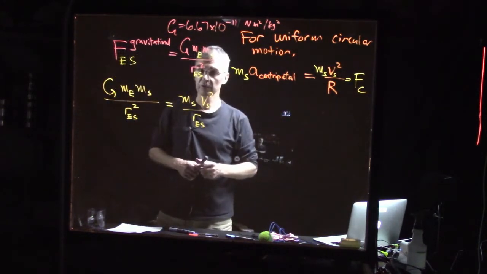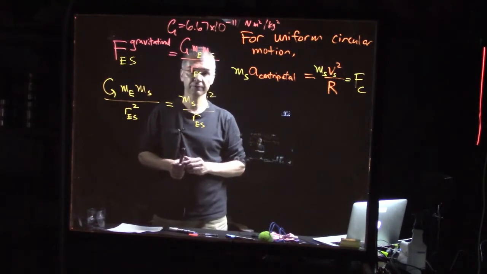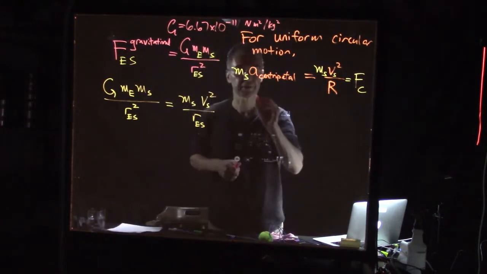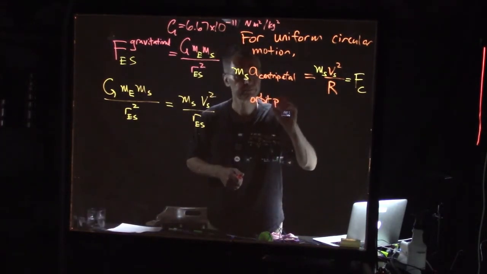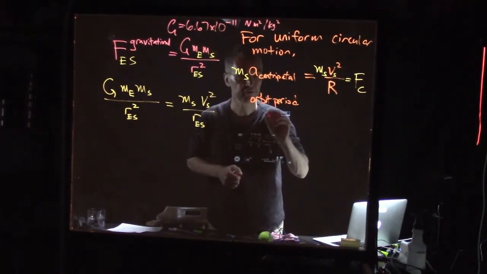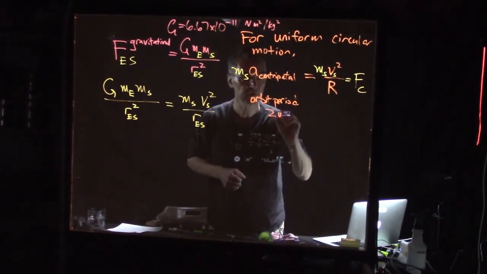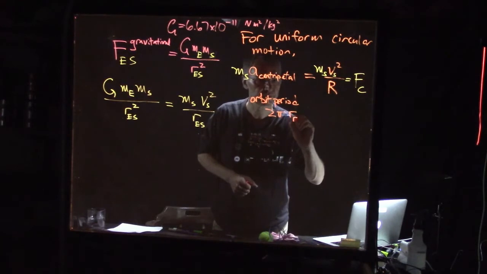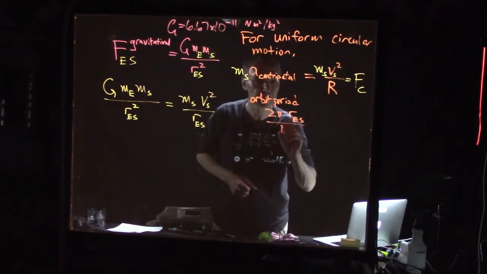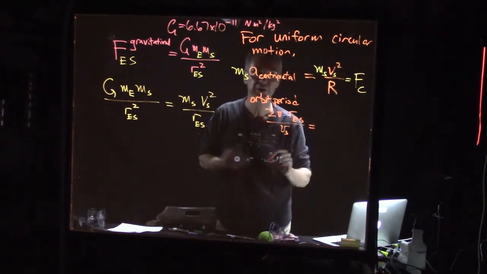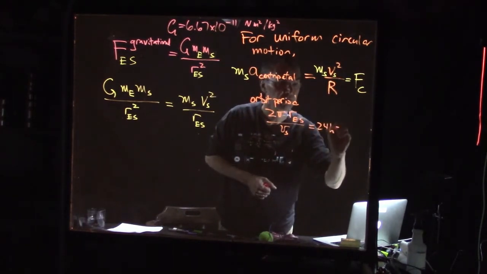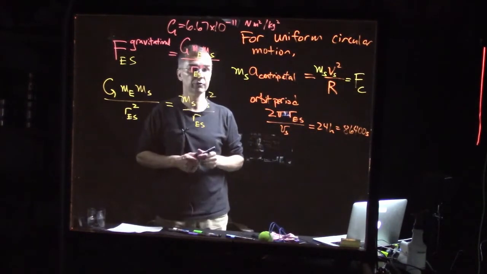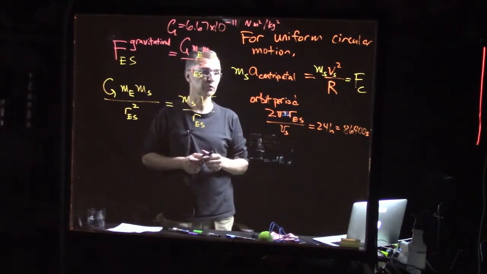Somehow we want to say that the orbit period, which is 2 pi times the distance traced out by the circle divided by the speed at which it goes around, we want this to be 24 hours, which is 86,400 seconds. It's just 60 times 60 times 24.